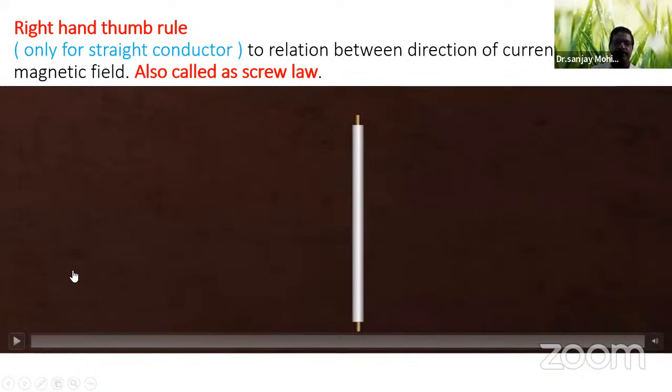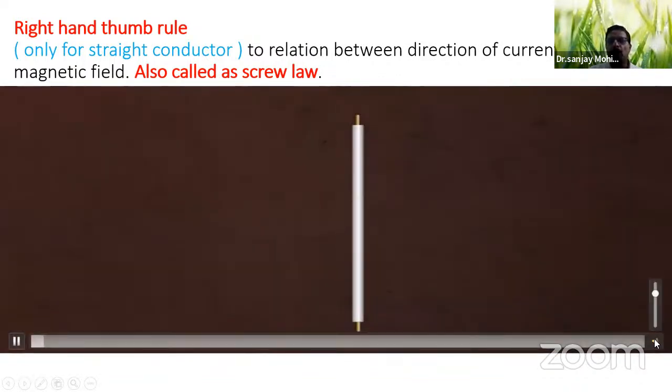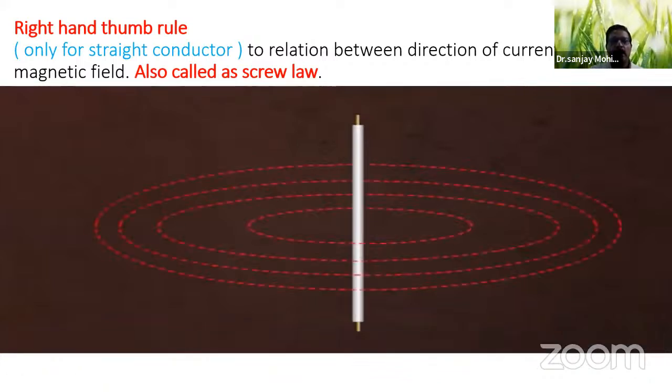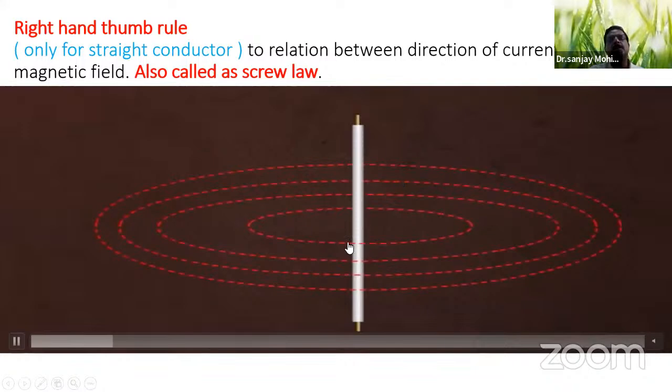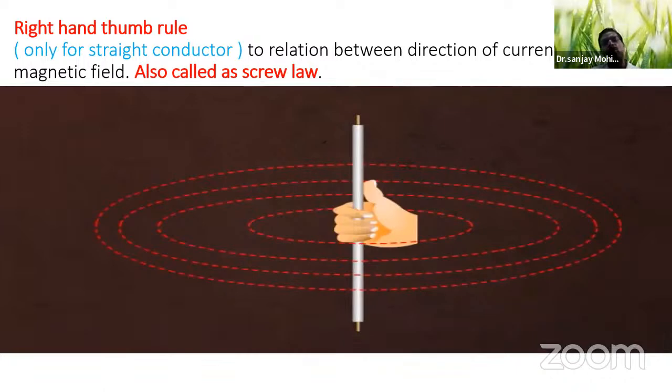If there is a straight conductor, how do we determine the direction of current as well as the direction of the magnetic field? Here we have a straight conductor, and when the current is passed through it, we can see concentric circles around it. So we are going to learn the right hand thumb rule. If you hold the conductor in your right hand and the thumb shows the direction of the current, then the curled fingers show the direction of the magnetic field.